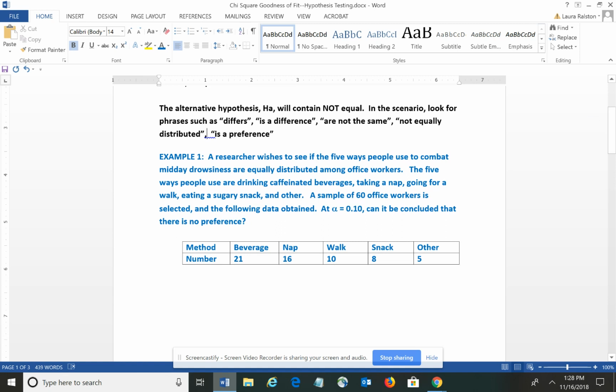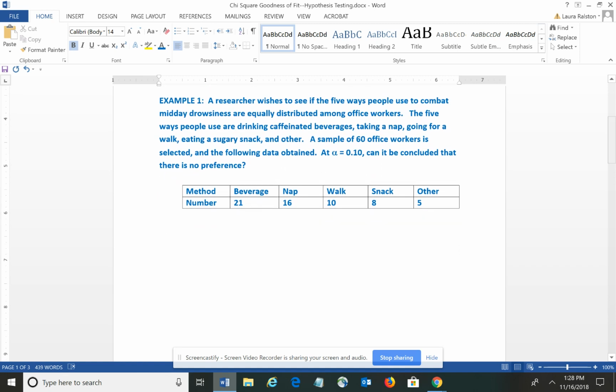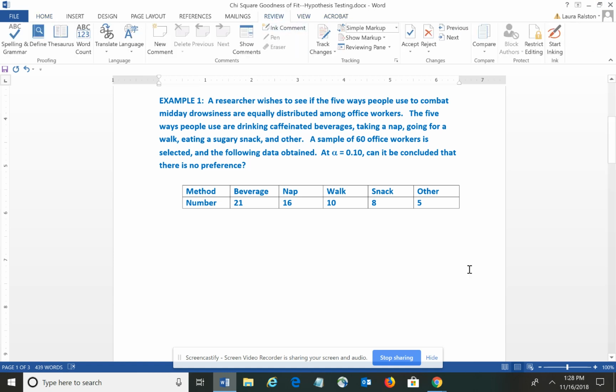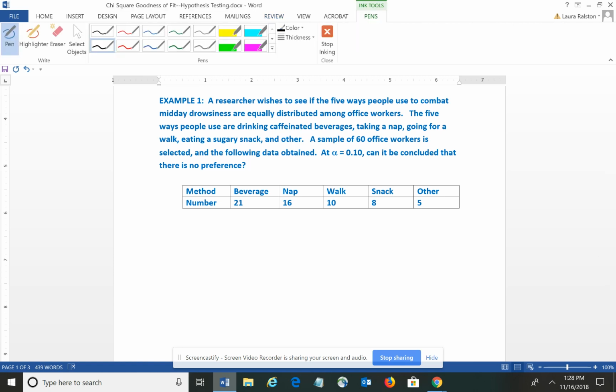Okay, so we're going to take a look at an example, and I'm going to walk you through the process. Example 1 says, a researcher wishes to see if the 5 ways people combat midday drowsiness are equally distributed among office workers. The 5 ways people use are drinking caffeinated beverages, taking a nap, going for a walk, eating a sugary snack, and other. A sample of 60 office workers is selected and the following data obtained. At alpha equals 0.10, can it be concluded that there is no preference?